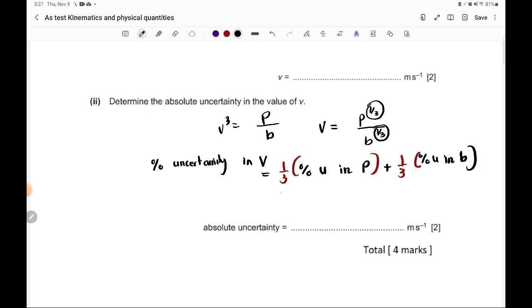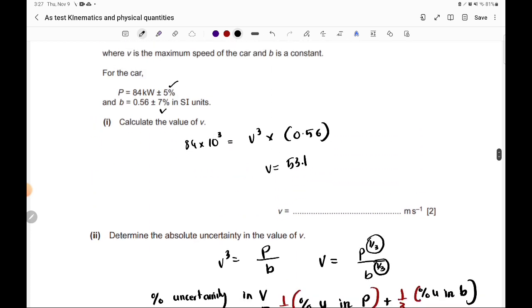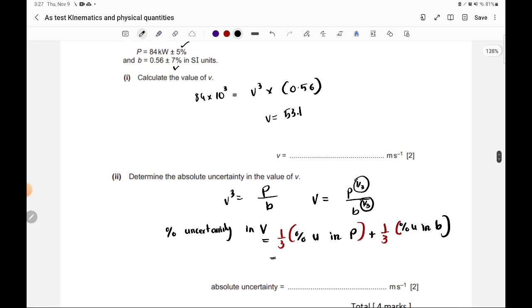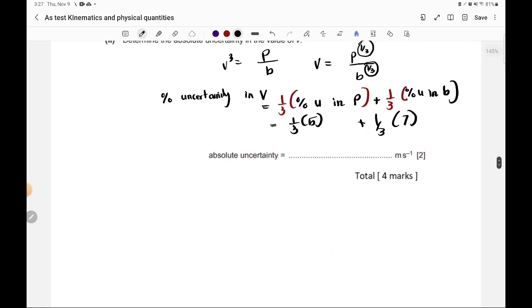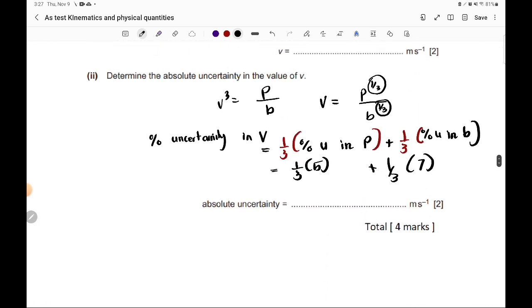So what are the percentages? In P we have the percentage uncertainty as 5, and we have 1 over 3 multiplied by 7% in B. Let's quote this value. This was a very simple question. So 5 divided by 3 plus 1 divided by 3 multiplied by 7, and the answer is 4%. I mean, the absolute uncertainty is plus minus 4. This should be the answer up to 1 significant figure; we only have to quote the answer up to 1.